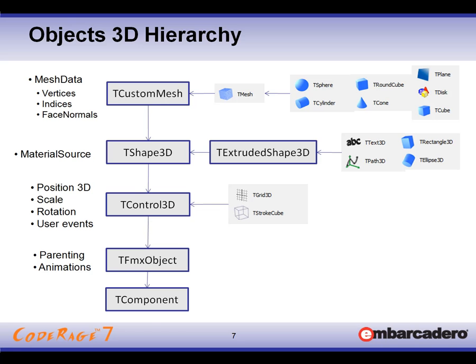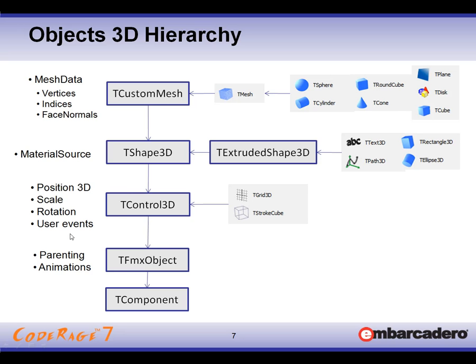This is actually support for parenting. This is a very important concept in 3D applications because you really want to know which object is containing which other object, because all contained objects will inherit all the 3D transformations like position, scale, and rotation. Also, TFmxObject is where the support for animations is introduced. Anything in FireMonkey can be animated over time, and it's very powerful in 3D applications as well.